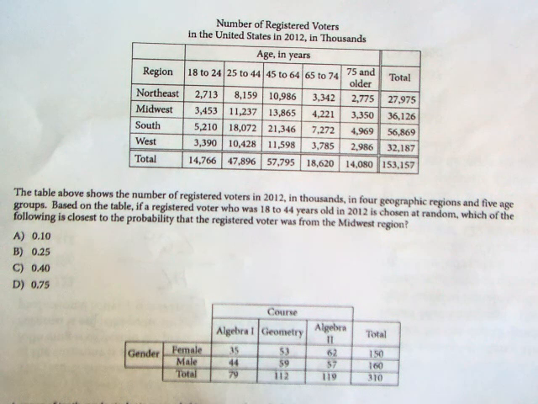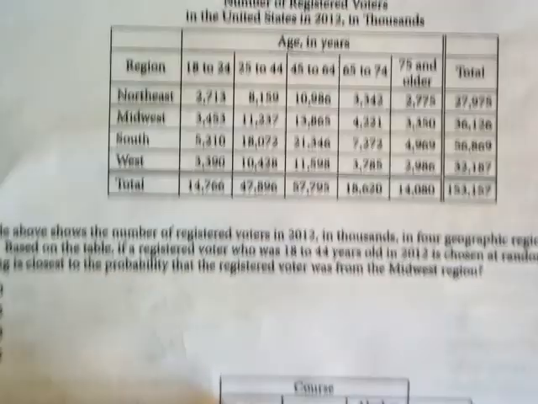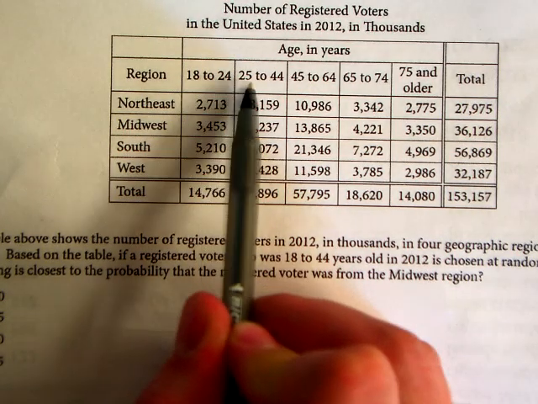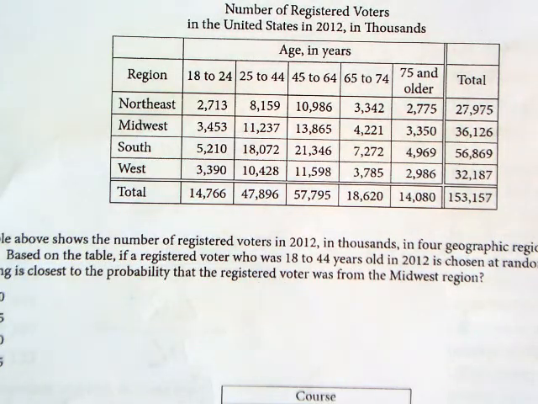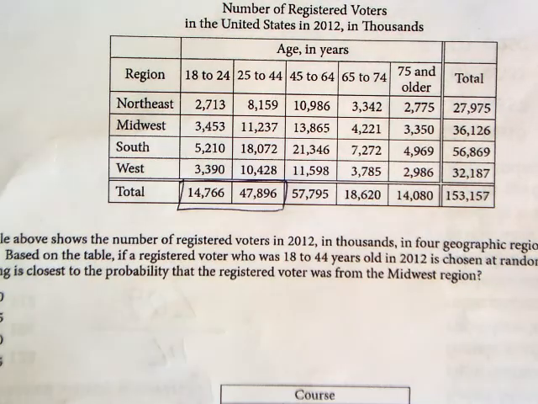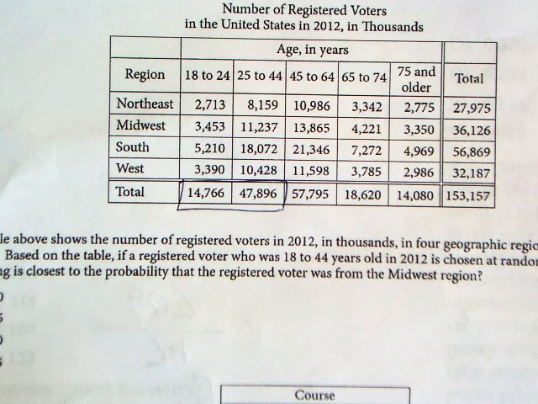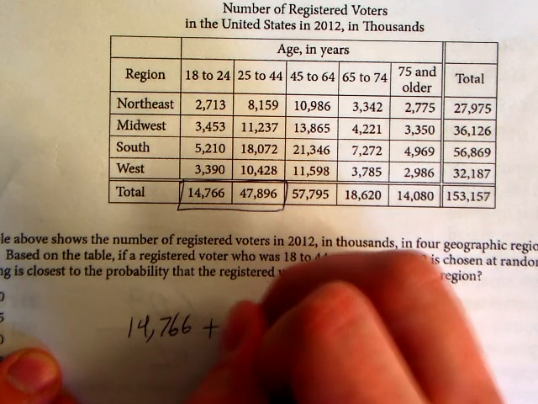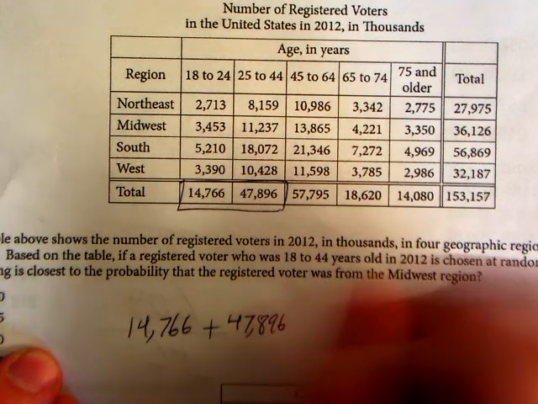So if a registered voter who was 18 to 44 is chosen at random, the age range 18 to 44, that encompasses both of these columns, 18 to 24 and 25 to 44. It did not specify a region, so to find the possible pool of applicants, we're going to add the totals. 14,766 plus 47,896. That'll go on the bottom of our fraction.